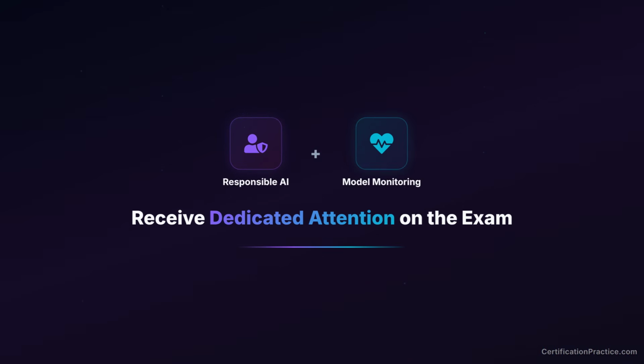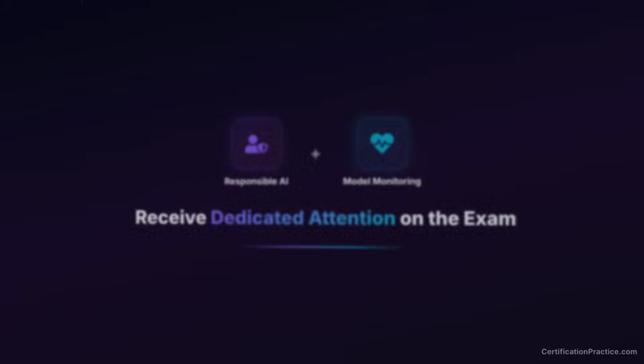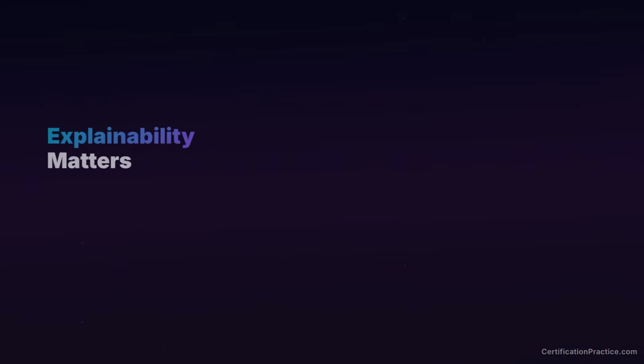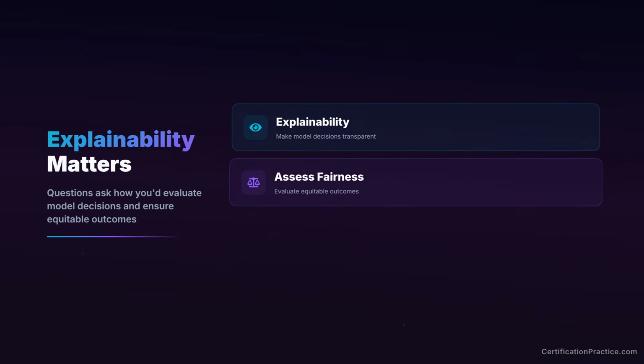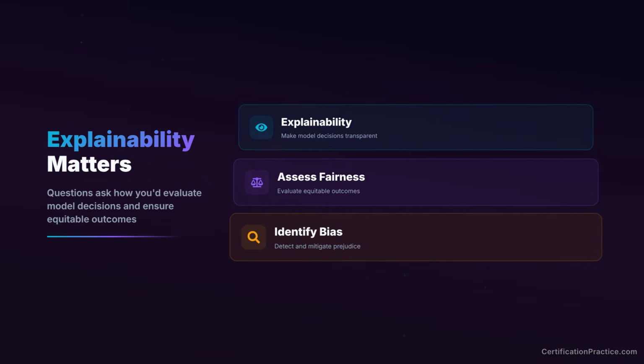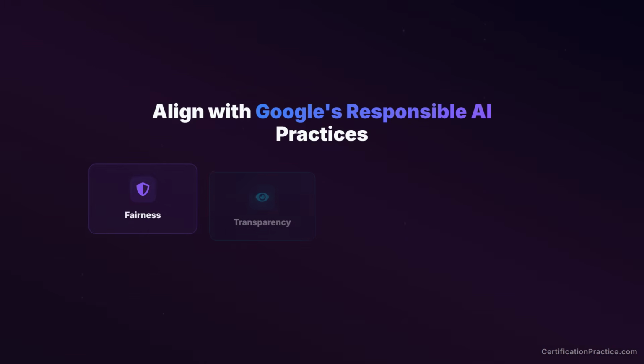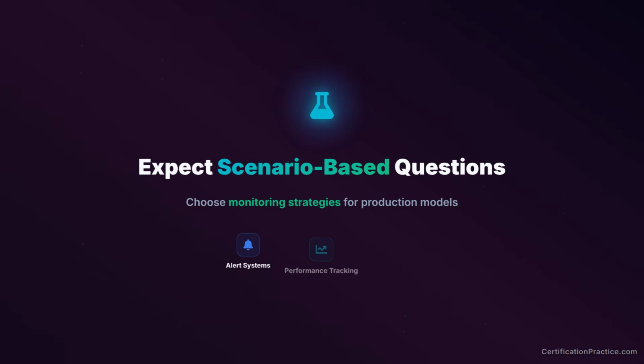Now let's address something often overlooked. Responsible AI and model monitoring receive dedicated attention. Understand training serving skew, feature attribution drift, and how Vertex AI model monitoring detects these issues. Explainability matters too. Questions ask how you'd assess fairness, identify bias, and align with Google's responsible AI practices. Expect scenario-based questions requiring you to choose monitoring strategies for production models.